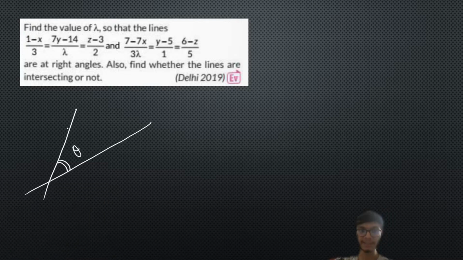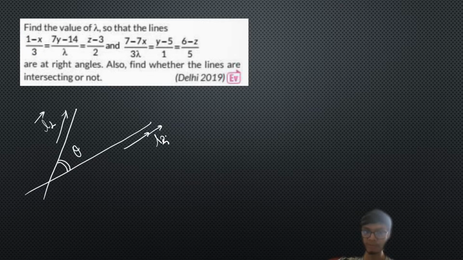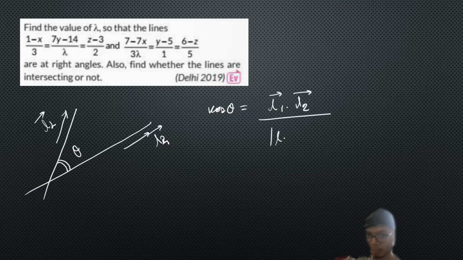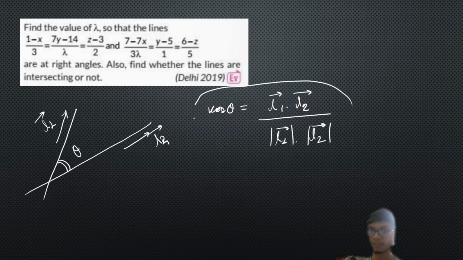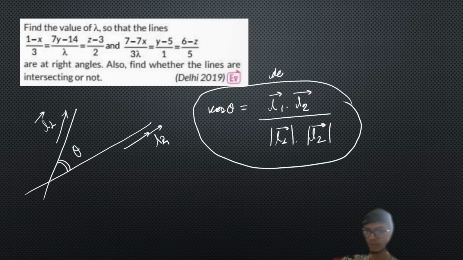Now in order to find theta, we use the simple notation of vectors. We have the direction ratio of the first line, let us call this L1, and the direction ratio of the second line, let us call this L2. If we have two vectors and need to find the angle between them, we use the dot product. So cos theta is equal to L1 vector dot L2 vector divided by mod of L1 times mod of L2. That's the definition of the dot product, so we use the dot product concept over here.